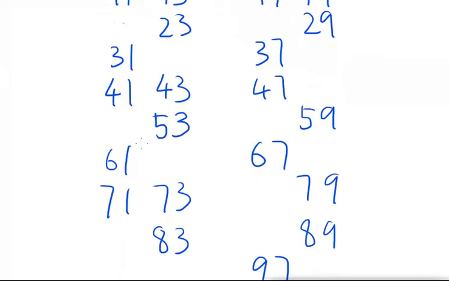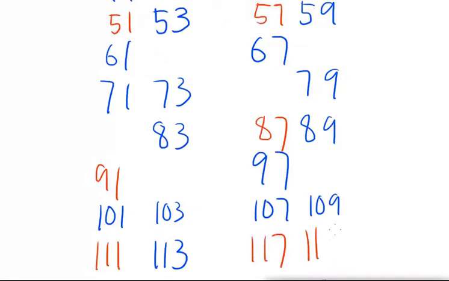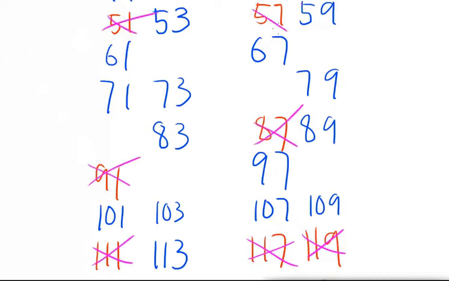My misunderstanding was mainly because I thought that these numbers, 51, 57, 87, 91, 111, 117, 119, were prime. They're not. Definitely not prime. They're all composite.